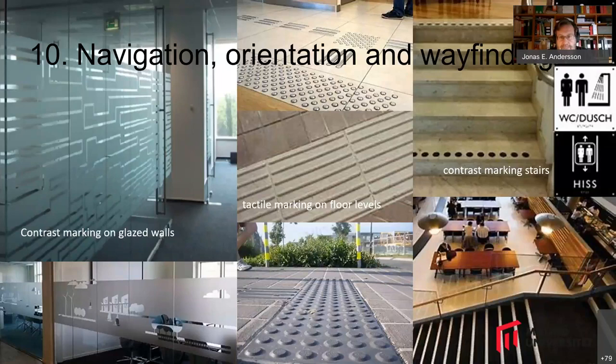Because in the Japanese original idea, they are colored in a bright yellow color. And obviously, this yellow color has not been accepted by the Western countries. So in Western countries, we have this difference in tactility, but not the color. And then finally, you also have contrast markings on stairs. And here you can find differences between any European country of how to execute contrast markings in stairs.